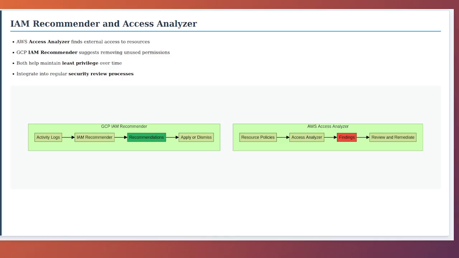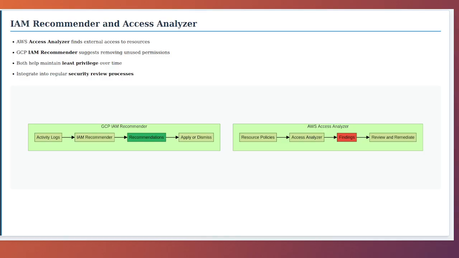For Google Cloud Platform, you can list IAM Recommender insights using gcloud Recommender recommendations list with the recommender parameter set to google.iam.policy.recommender and the location parameter. Each recommendation includes the target binding, the suggested change, and the impact of applying the recommendation.